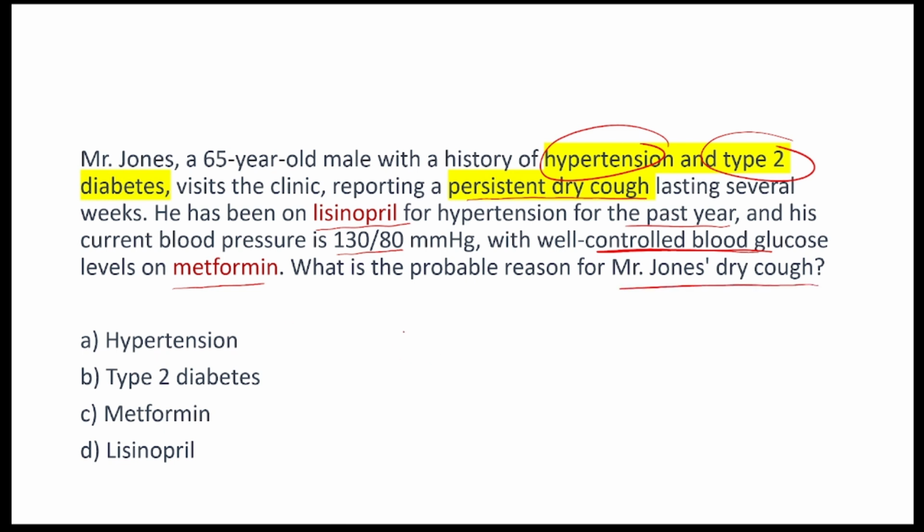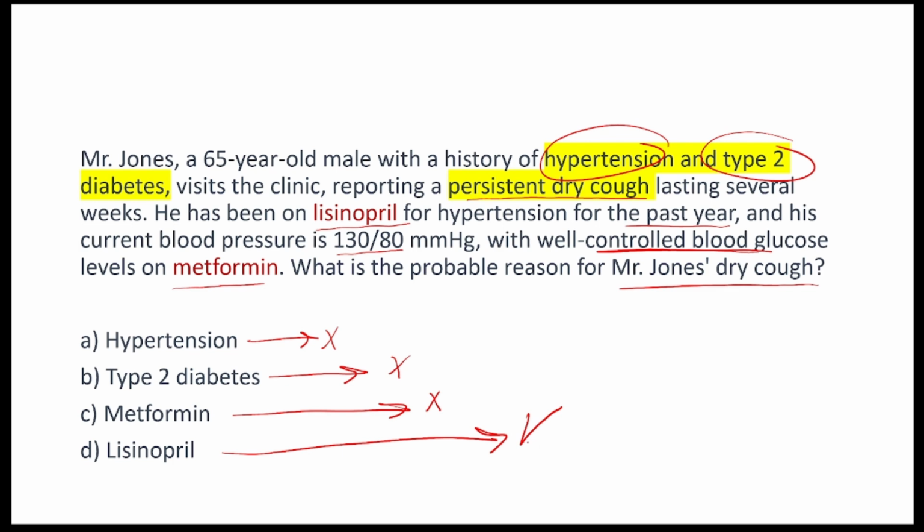Who is the offending agent now? Hypertension? Hypertension does not cause cough. Okay, diabetes? No. Metformin? No. Lisinopril? If you say yes, you are correct. And the reason is that lisinopril increases the level of bradykinin. We already covered that in the lecture.